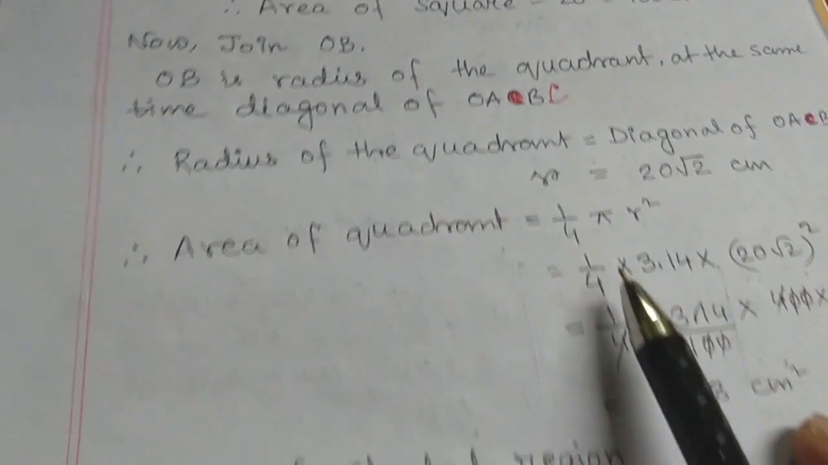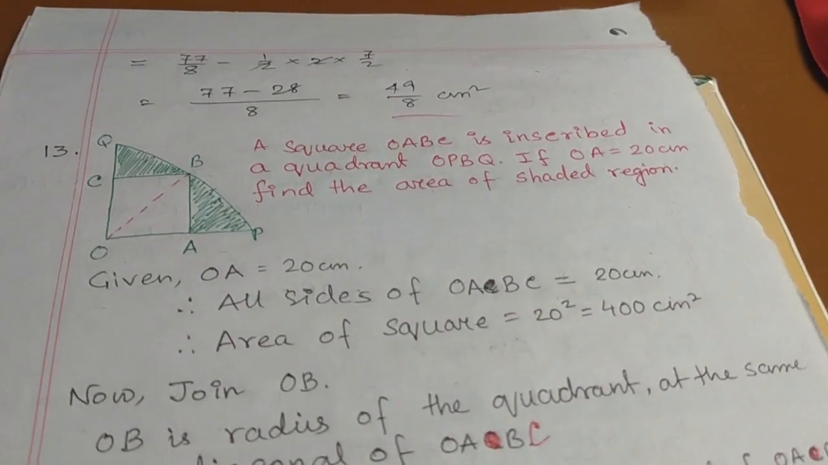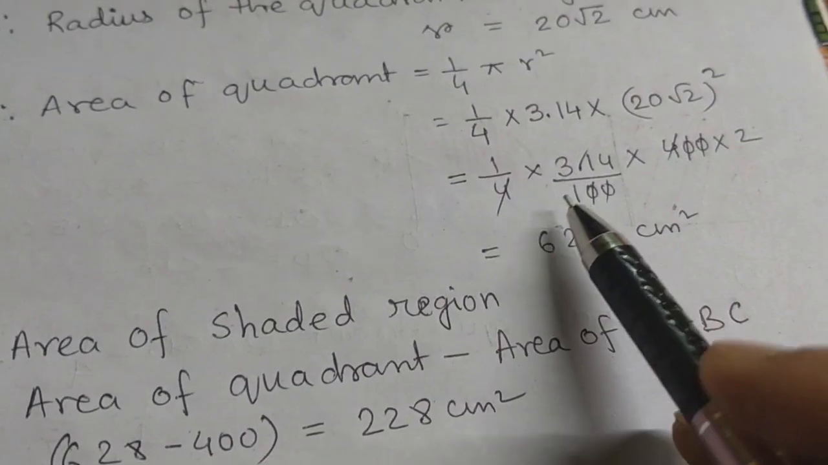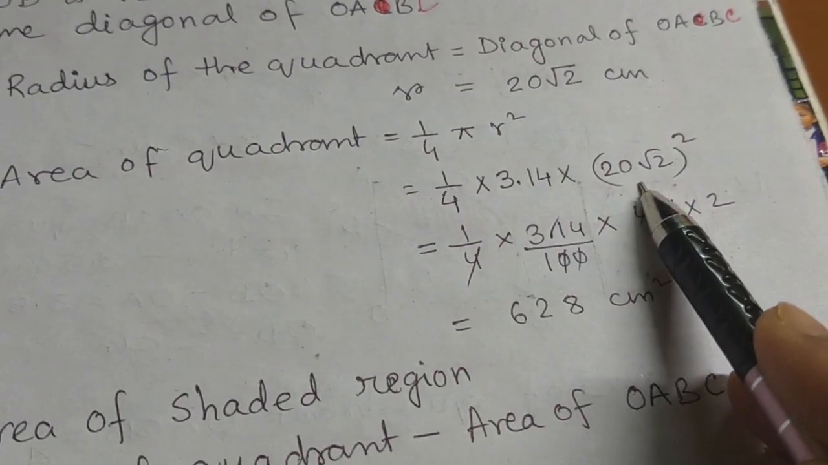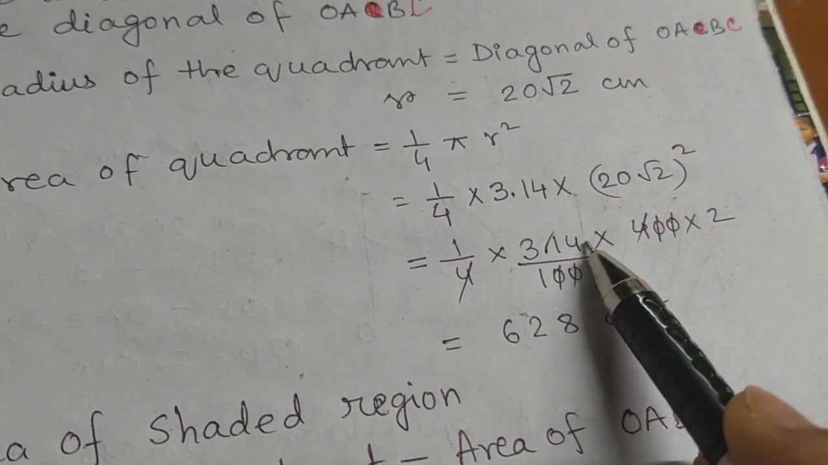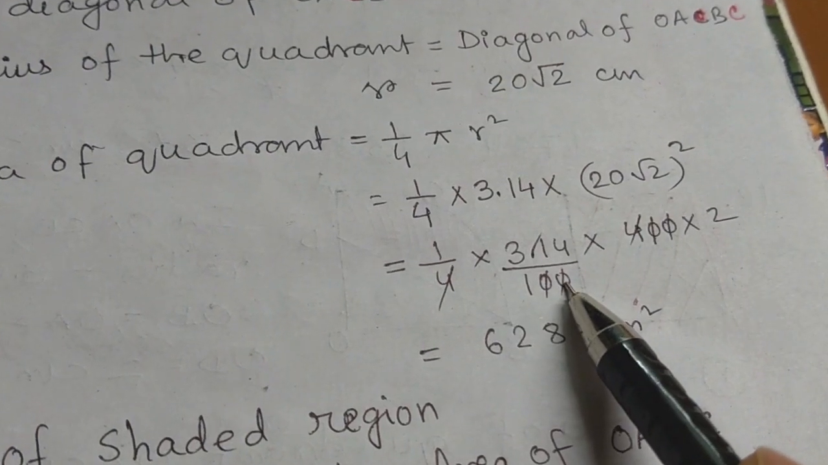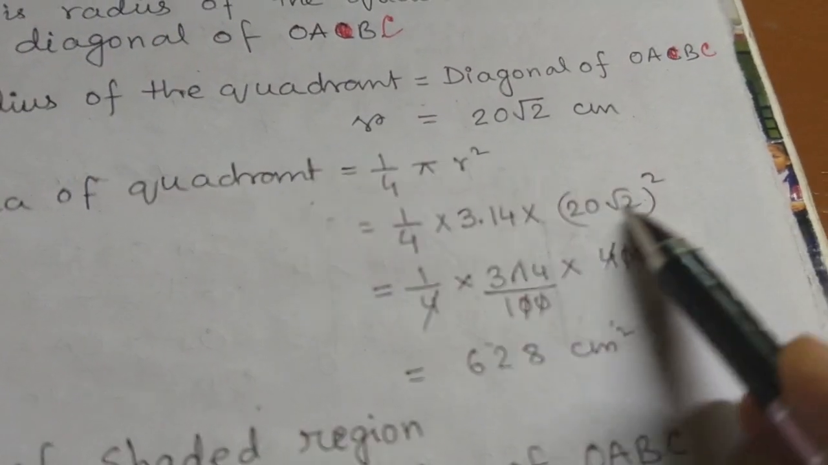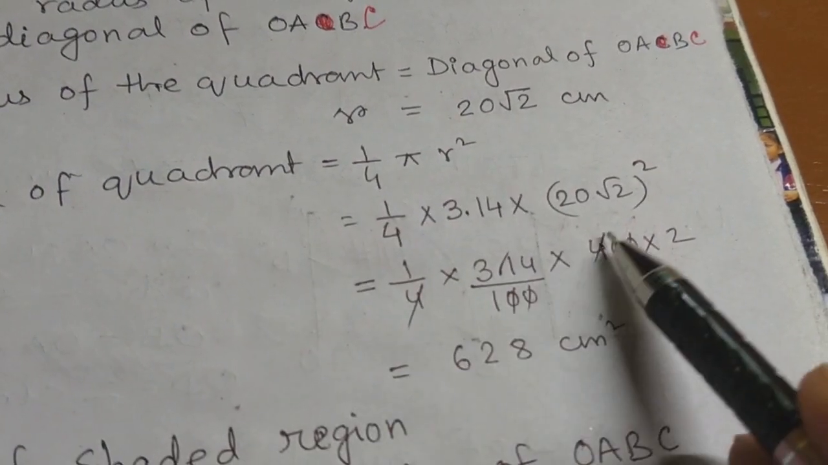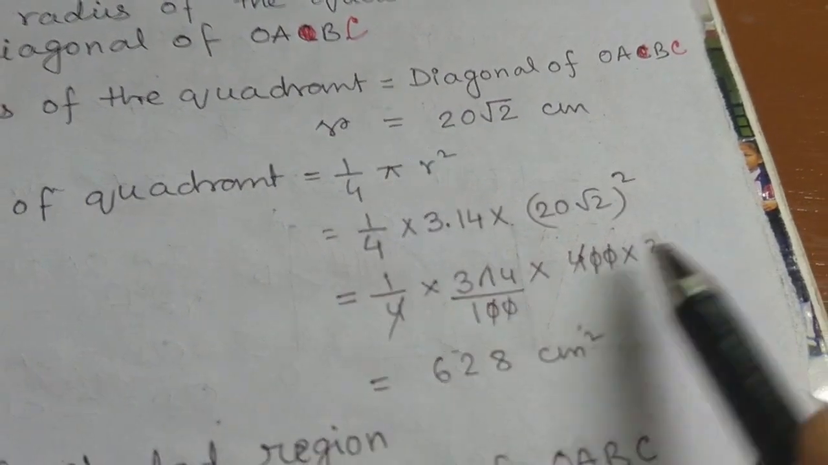Now the area of the quadrant. What is the area of the quadrant formula? I told already, 1/4 pi r square. The pi value is given in the question as 3.14. So I put pi as 3.14, and r square is 20 root 2 square. Then 1/4 into 3.14, I took out the decimal and wrote 100 in the denominator. 20 square is 400 and root 2 square is 2. Then the 100 cancels, the 4 cancels, and what remains is 314 into 2, which is 628.